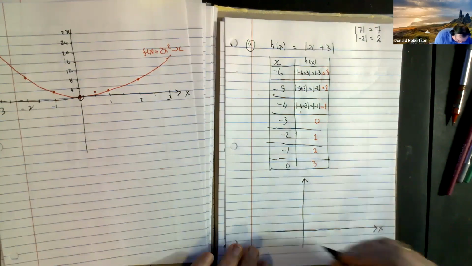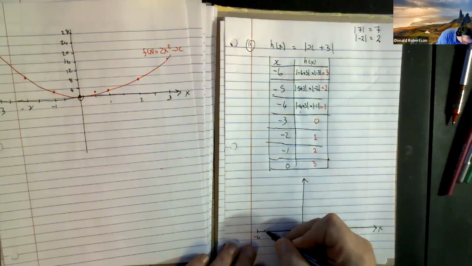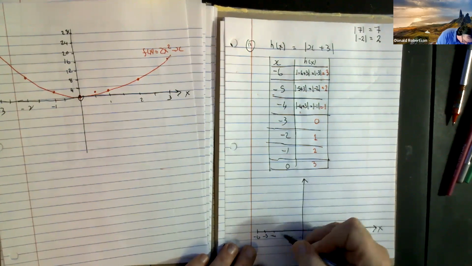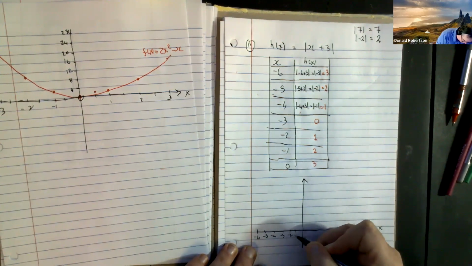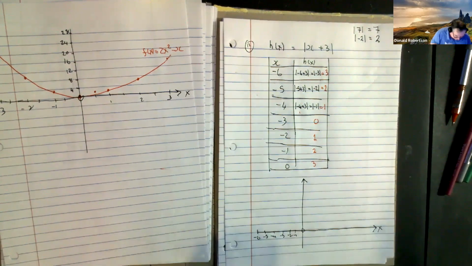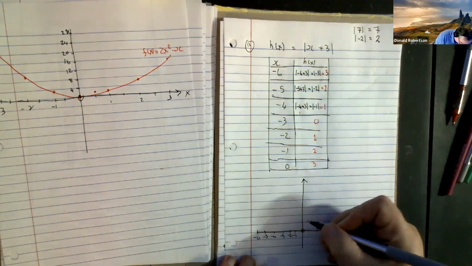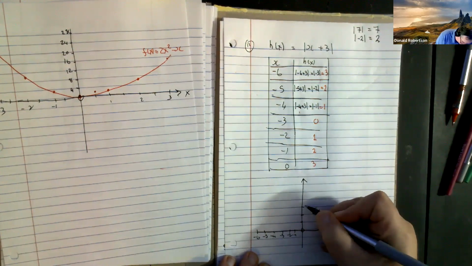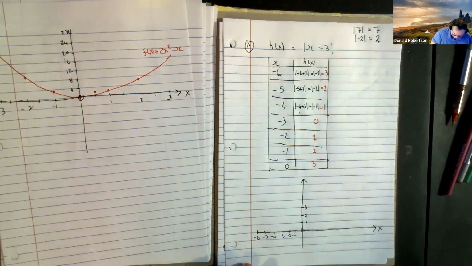And I'm going to do x from -6, -5, -4, -3, -2, -1, and 0. So I guess I'm only using this side. And I only need to go up to 3, so that scale is going to work pretty well.